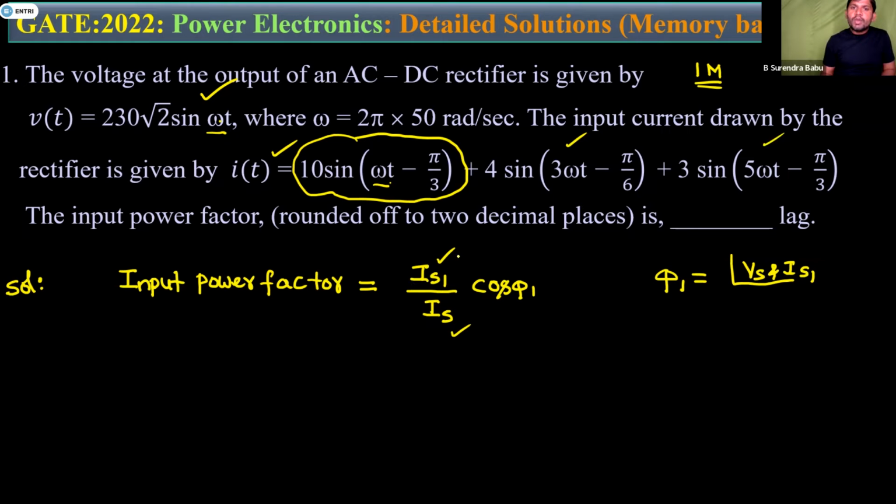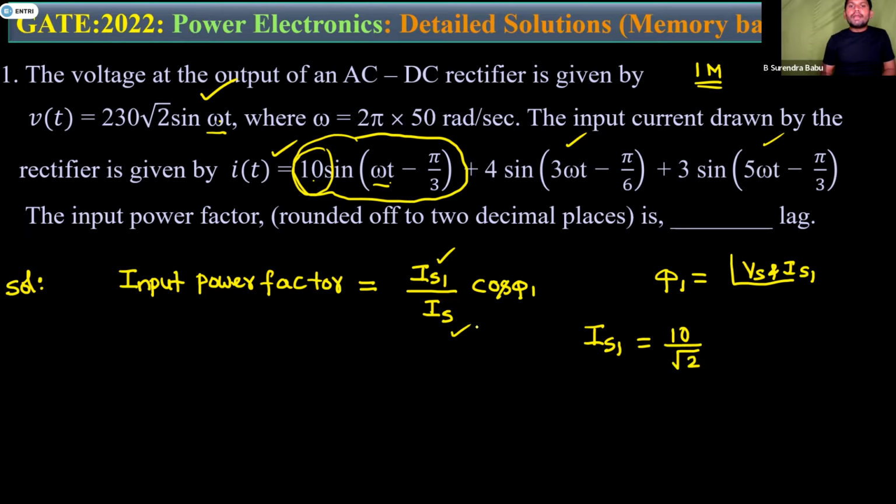But which one do I want? Only the fundamental source current. What is the IS1 notation, students? The RMS value of the fundamental source current. This 10 sine omega t, this 10 indicates the peak value of the fundamental source current. But I want the RMS value, which means 10 by root 2.